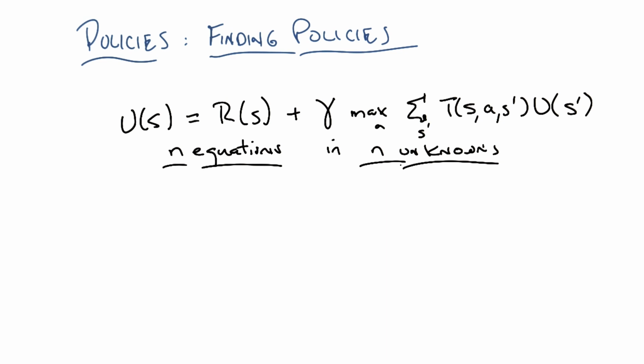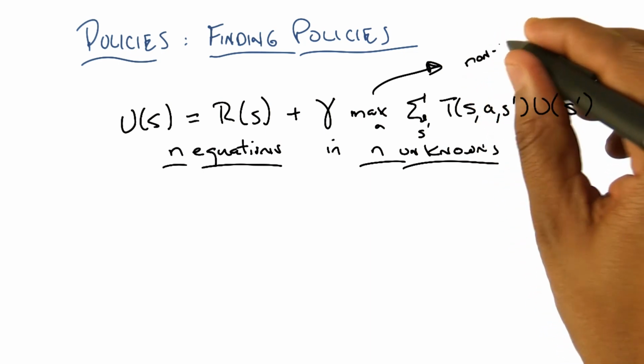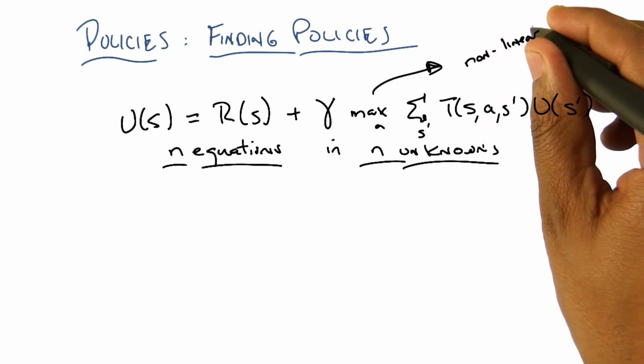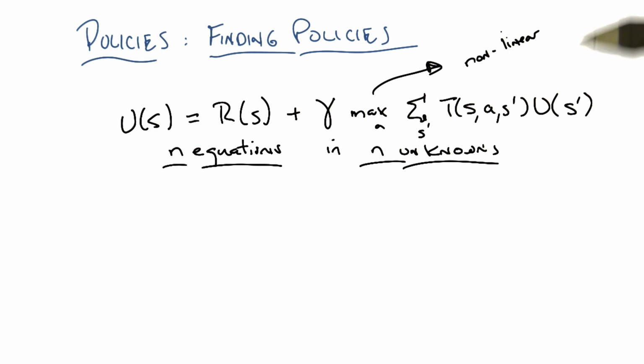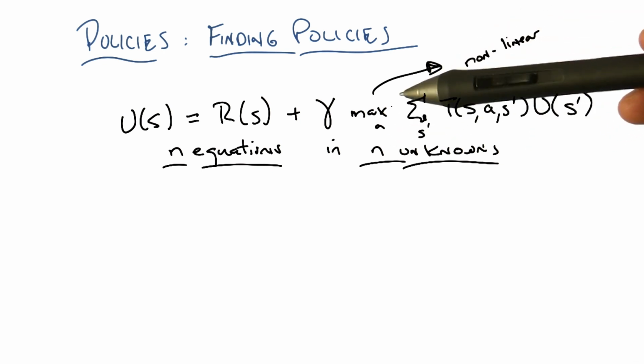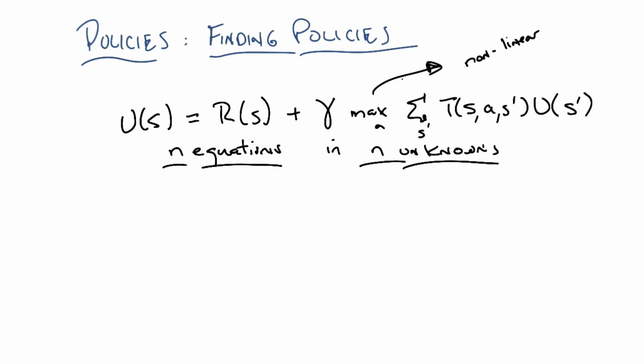Are these equations linear? I'm going to go with no, because the max is problematic. That's right. This max operation makes it nonlinear. So it looks really good for a moment there. We've got N equations, N unknowns. We know how to solve that. But max makes for a very, very weird nonlinearity, and there's kind of no nice way to deal with this.